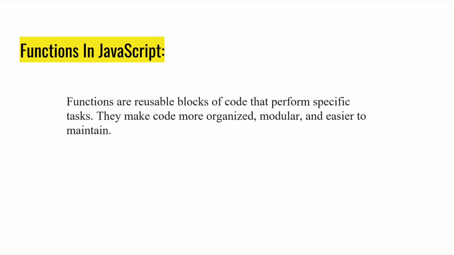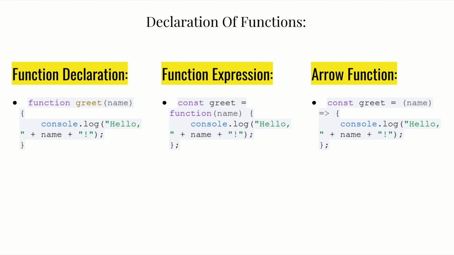Furthermore, in JavaScript we mainly have to understand functions. Functions are reusable blocks of code that perform specific tasks. They make code more organized, modular, and easier to maintain, so that the program can be maintained easily. The variations of functions are partitioned into three: function declaration, function expression, and arrow function.